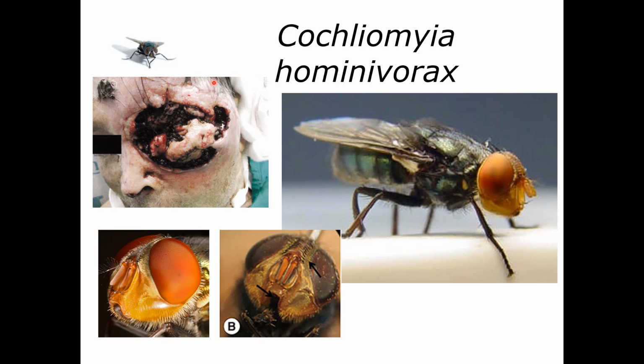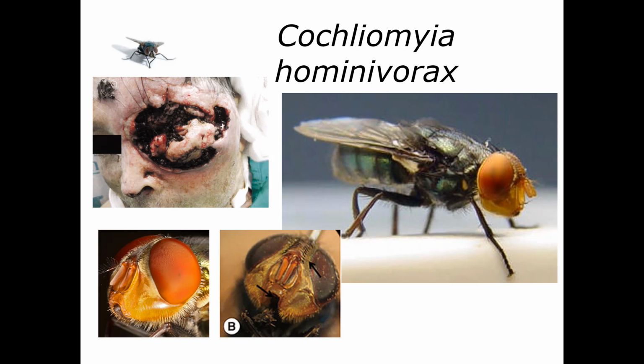When I talk primary myiasis, this is what I'm talking about. So this is a living human. The ocular orbit right here is completely infested with Cochliomyia hominivorax. So this species would show up on living people, on living animals, and just look for the tiniest openings. Either they would lay their eggs in the eyes or in little tiny wounds.